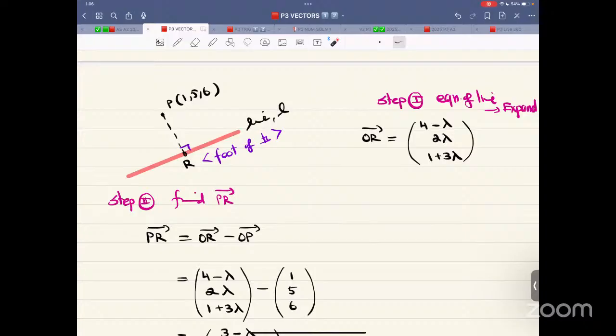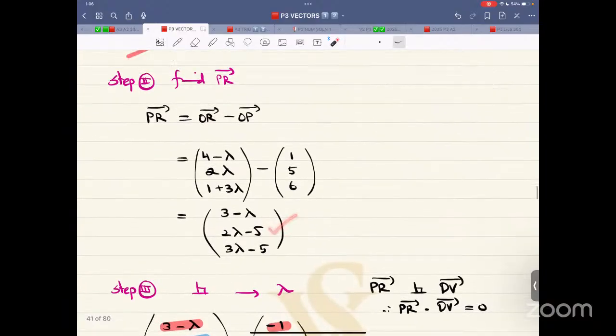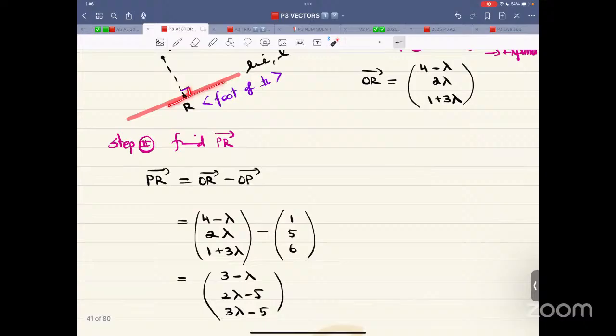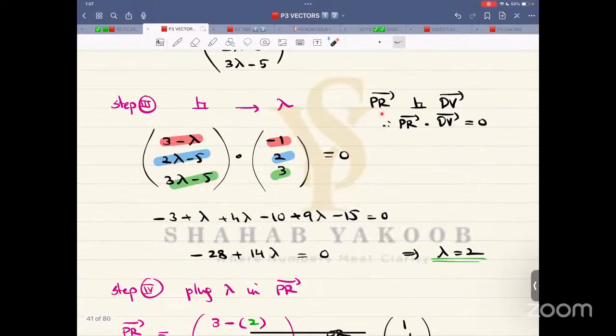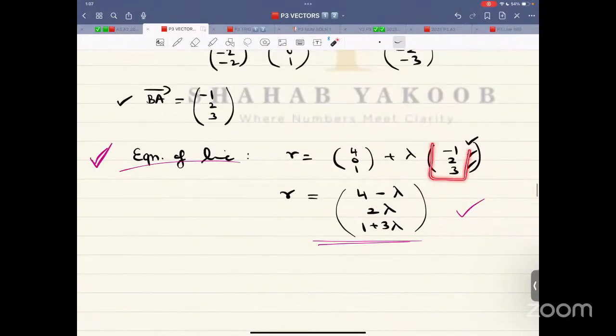So now what we do is that R lies on the line. So the position vector of R in terms of lambda is written. The next thing, find PR, that is OR minus OP. That is this thing. Now this PR is perpendicular to the line. PR is perpendicular to the direction vector. PR dot product with the direction vector equals 0. So this was the direction vector, -1, 2, and 3.